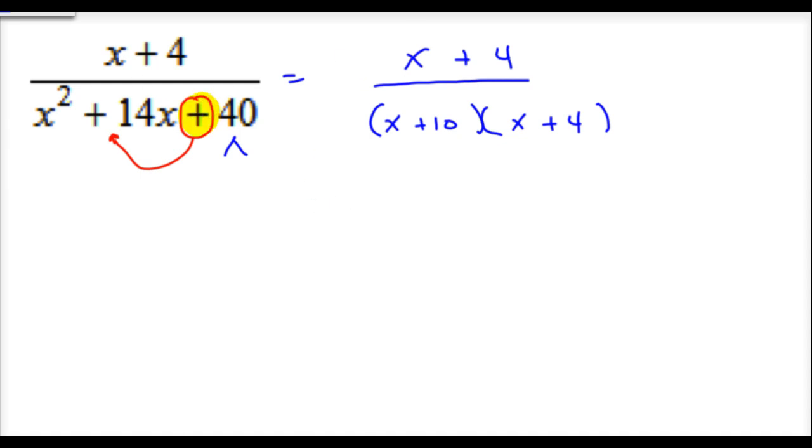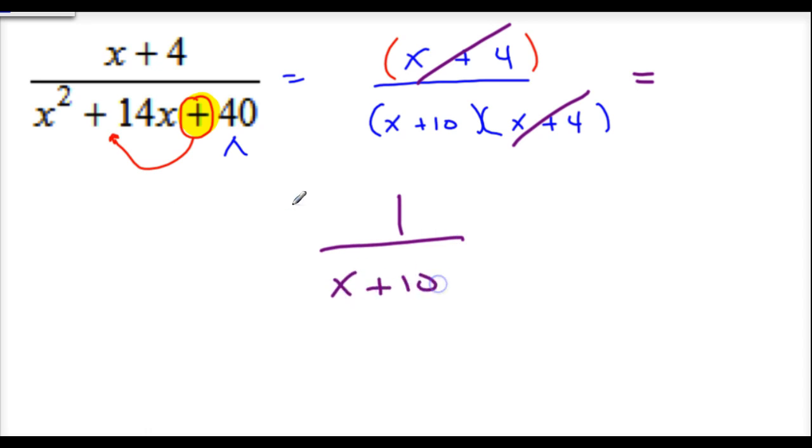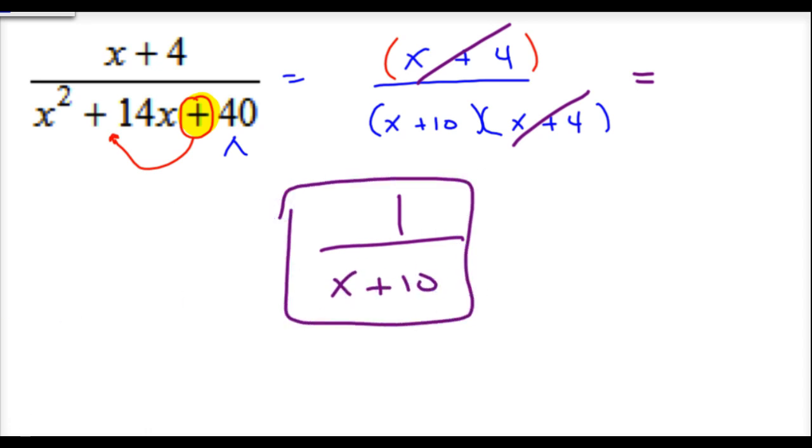Okay, so now I have the quantity x plus 4 over the quantity x plus 10 times the quantity x plus 4. I have the same quantities here. So now I simplify, the x plus 4's go away. What's left in my numerator? 1, good, over x plus 10. So my answer here is 1 over x plus 10.